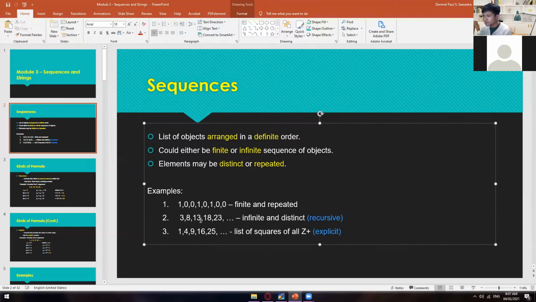For the next example, we have 3, 8, 13, 18, 23. As you can see, this one is infinite, just by putting 3 more dots, indicating that there are more elements. At the same time, this one is distinct. If you take a look at this one, 3 followed by 8, followed by 13, 18, and then 23. As you can see, there is a pattern, right? What is that pattern?